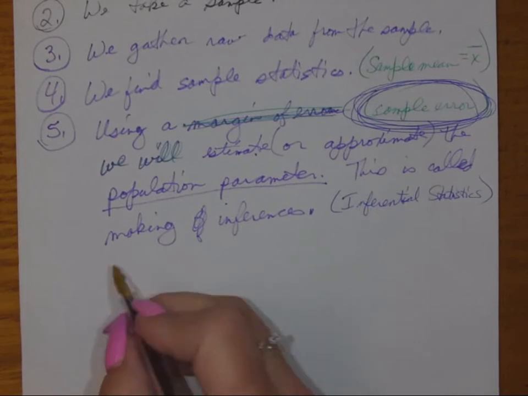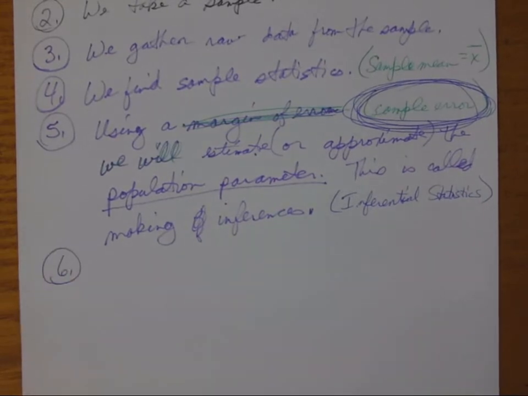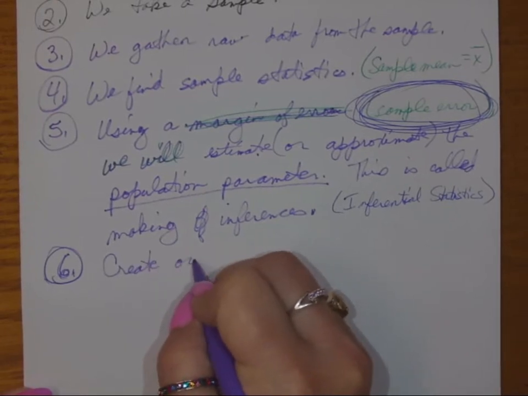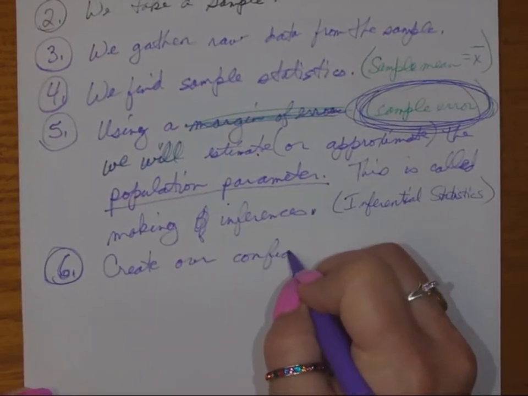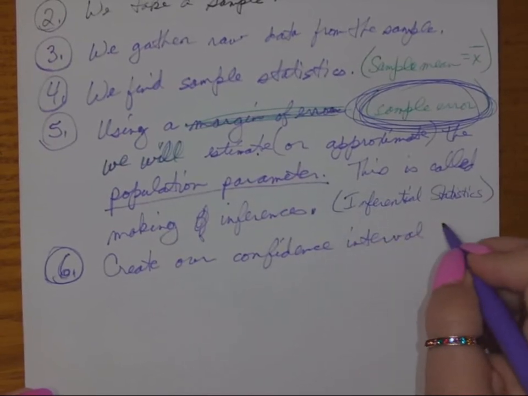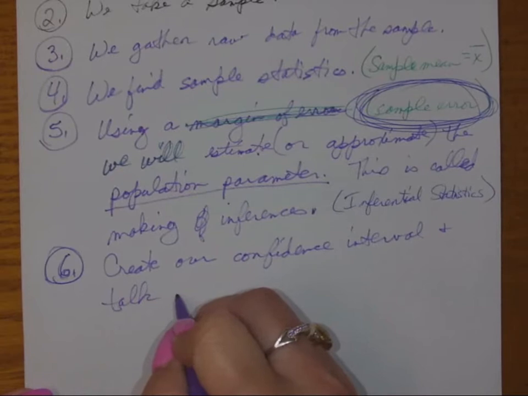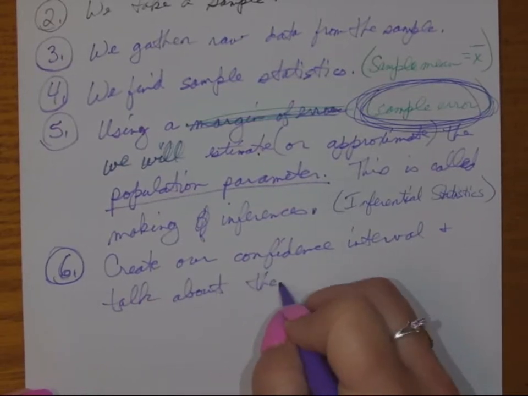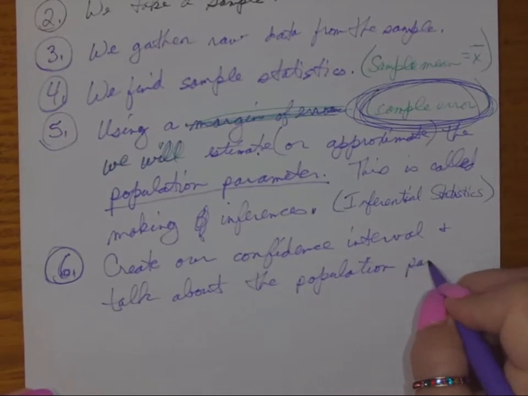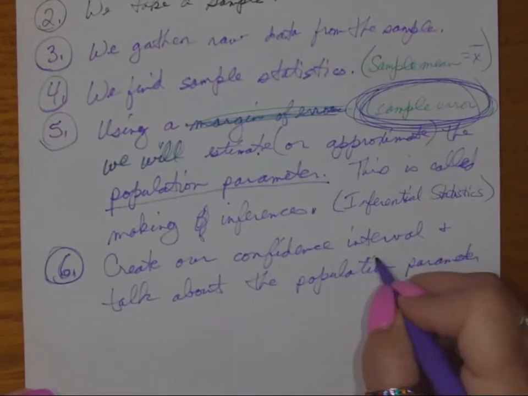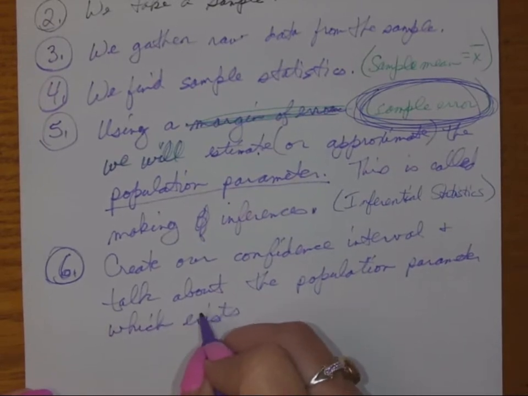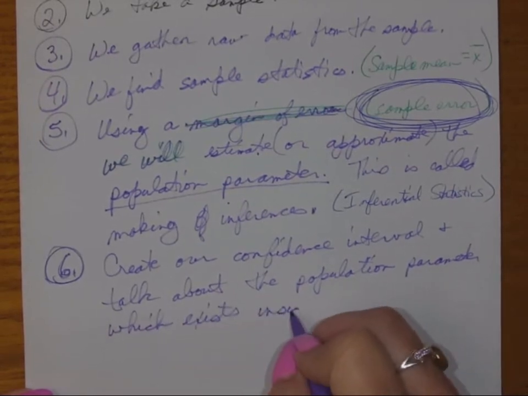What we're going to do is we're going to create our confidence interval, and talk about the population parameter, which hopefully exists, if we've done all of our math right, inside a given range.